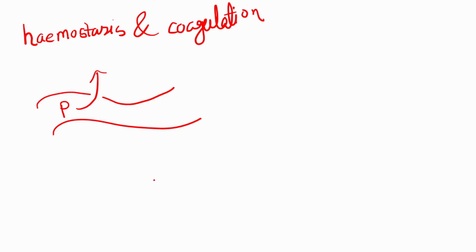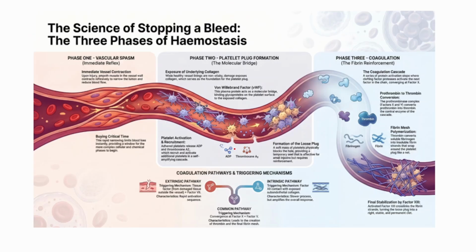And to survive this mechanical insult, the body must instantly activate a localized, multi-phased biochemical defense system designed to minimize immediate flow, construct a temporary cellular seal, and deposit an immovable polymer network to permanently repair the breach. Let us position the initial immediate response on our conceptual map.